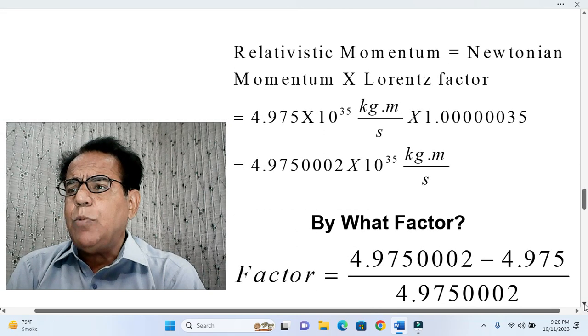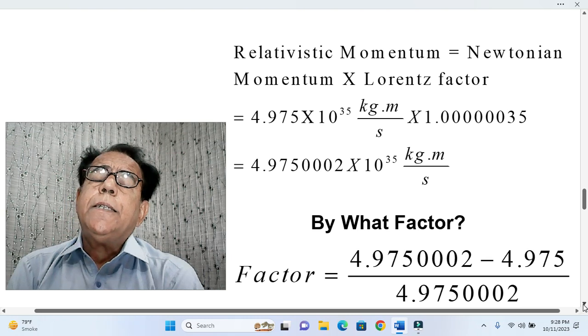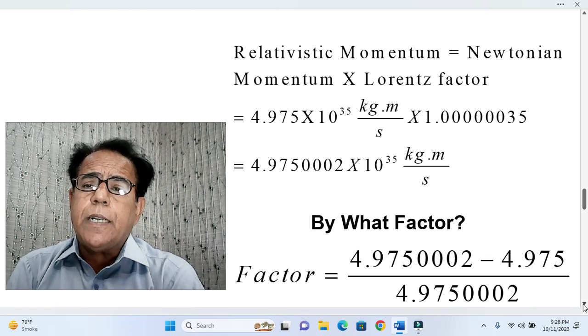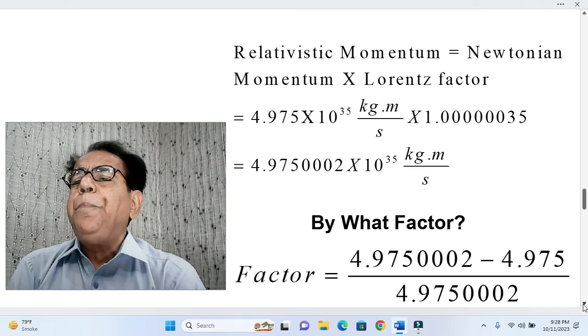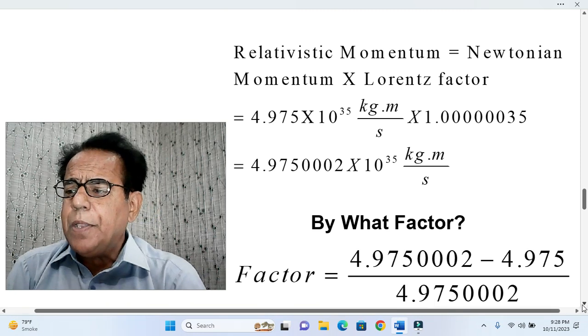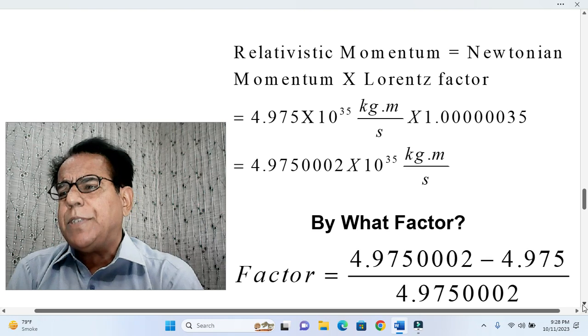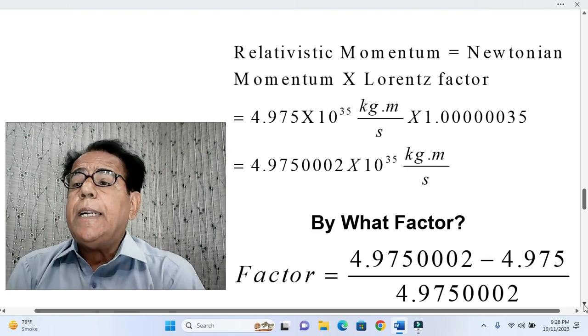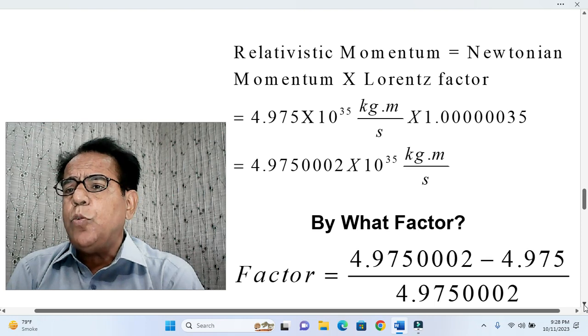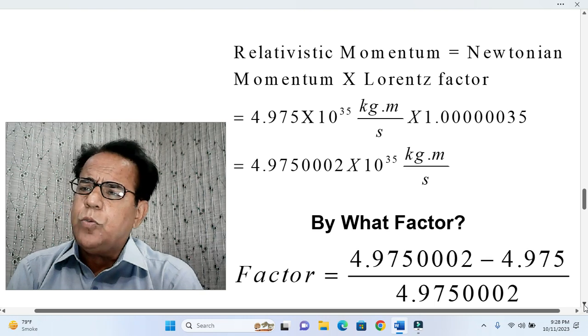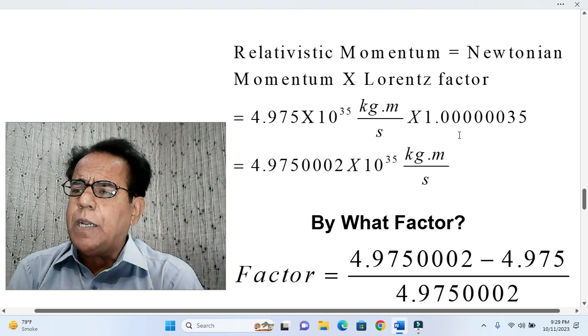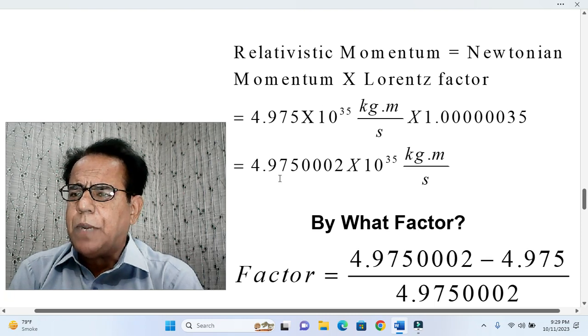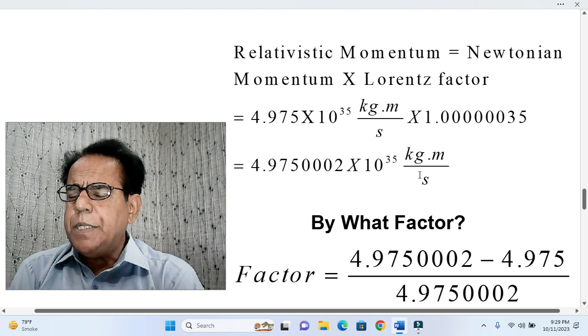Now we come towards the relativistic momentum. Relativistic momentum, dear students, we know that the difference between the formula of Newtonian or classical momentum and relativistic momentum is simply that when we multiply Lorentz factor gamma with the Newtonian momentum, then it becomes relativistic momentum. Okay, so relativistic momentum is equal to Newtonian momentum into Lorentz factor. We have found Lorentz factor first of all, and we have found Newtonian momentum in the last step. So after simplification, relativistic momentum becomes equal to 4.975 0002 into 10 raised to the power 35 kilogram meter per second.